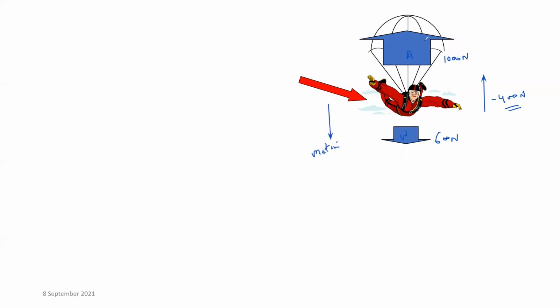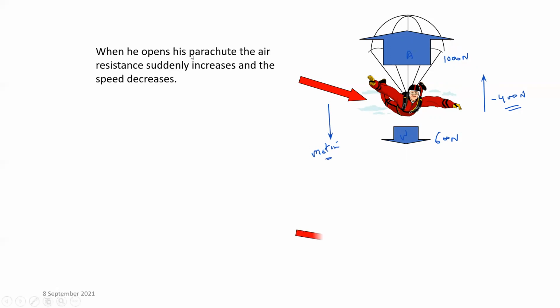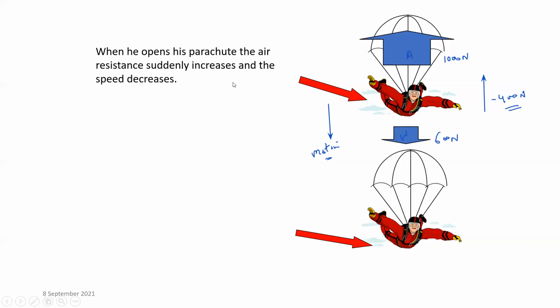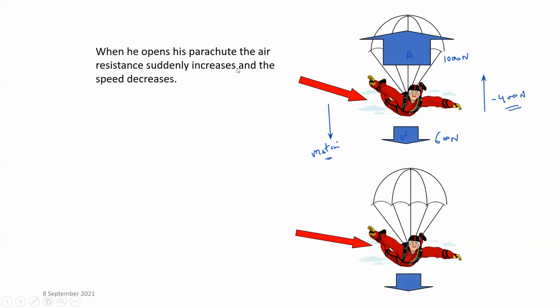So what is the effect of this? Due to the large air resistance, there is more upward force than the downward force. So the object will slow down. This parachutist will slow down, or he will decelerate. And as he decelerates, speed decreases. So when the speed decreases, the air resistance again decreases. So air resistance is again balanced with the weight.